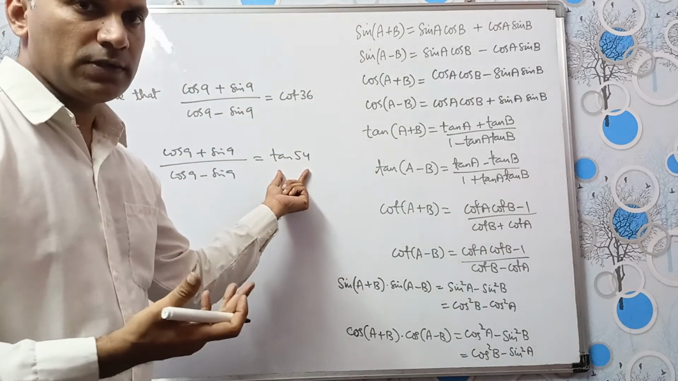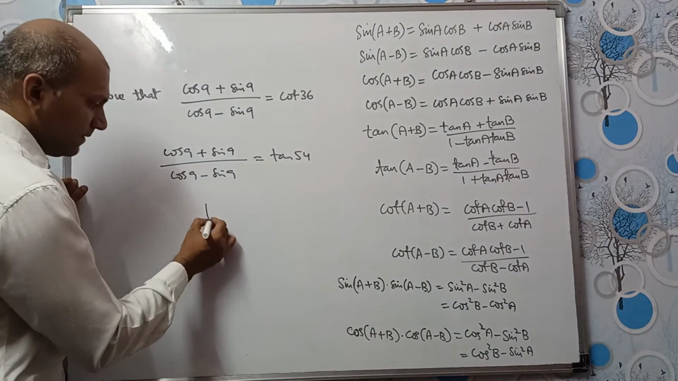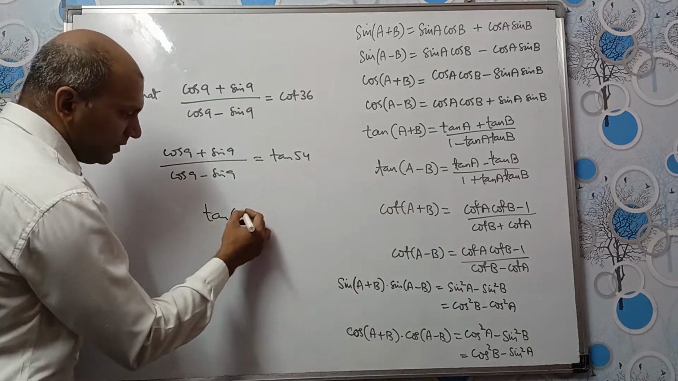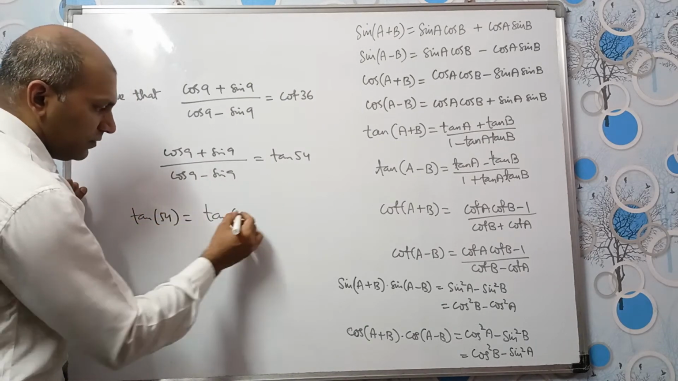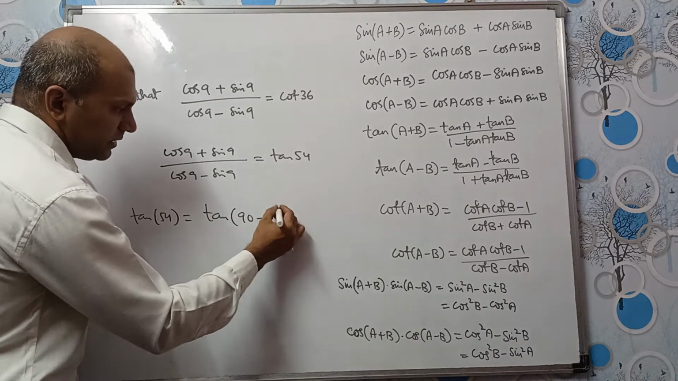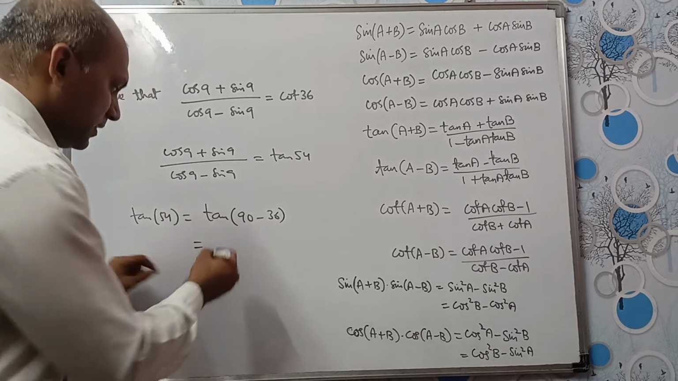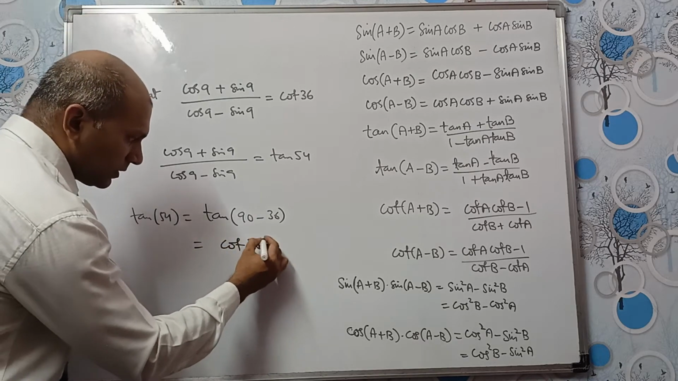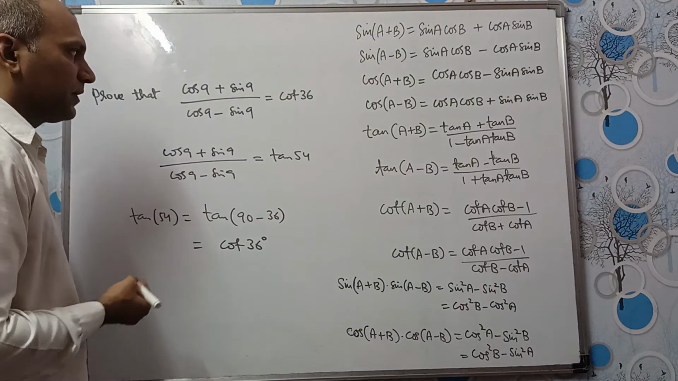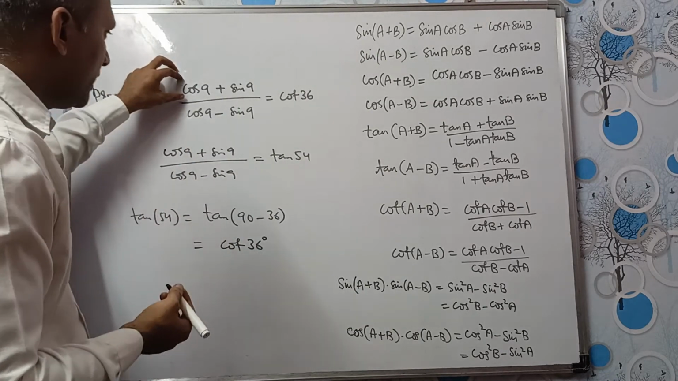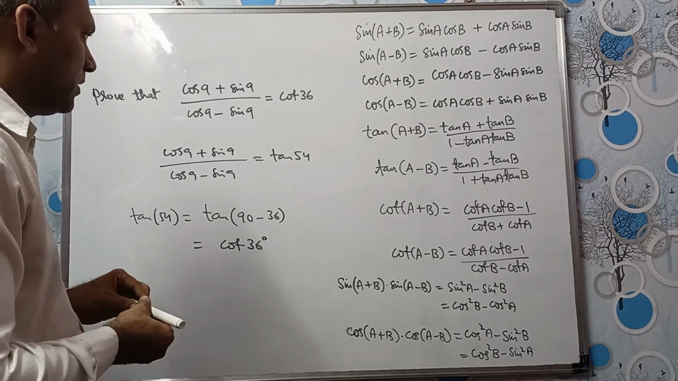See, tan 54 and cot 36 are the same. How? Can we write 54 as 90 minus 36? Yes. So tan(90 minus theta) is cot theta. So it is cot 36 only, right? So we got the answer. So what did we do? We divided numerator and denominator by cos 9.